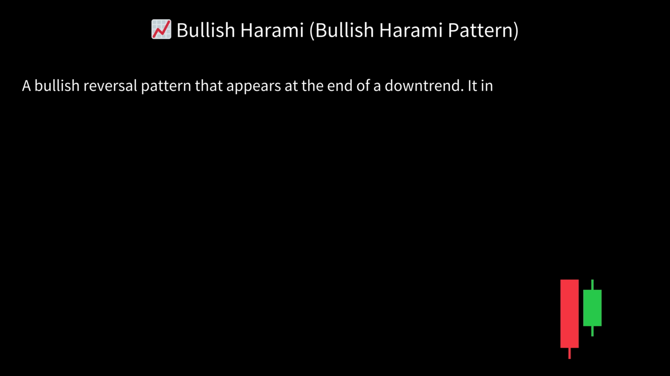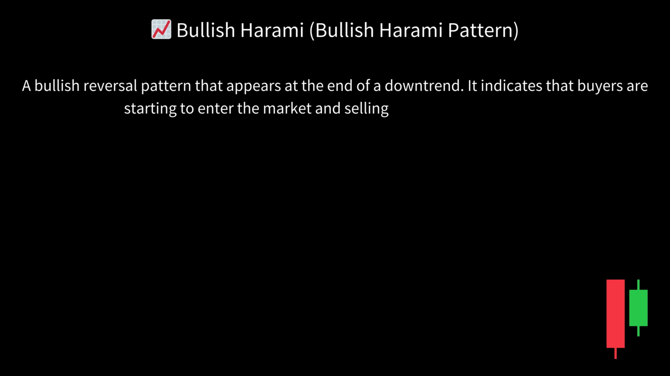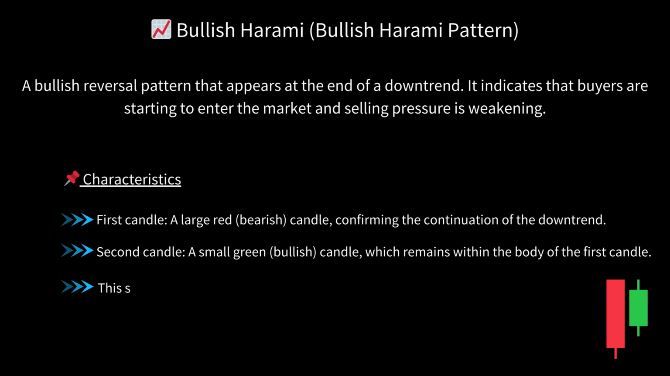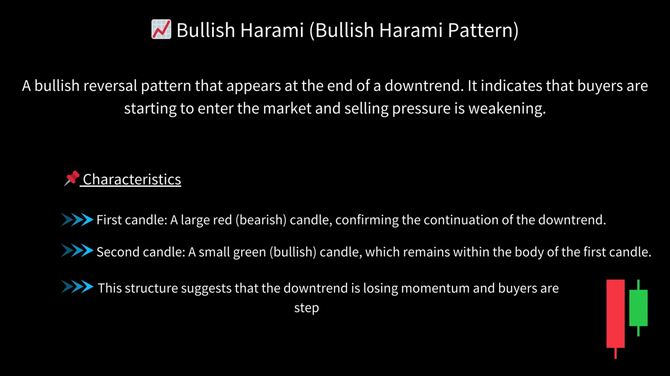Bullish Harami pattern. A bullish reversal pattern that appears at the end of a downtrend. It indicates that buyers are starting to enter the market and selling pressure is weakening. Characteristics. First candle, a large red, bearish candle, confirming the continuation of the downtrend. Second candle, a small green, bullish candle, which remains within the body of the first candle. This structure suggests that the downtrend is losing momentum and buyers are stepping in.